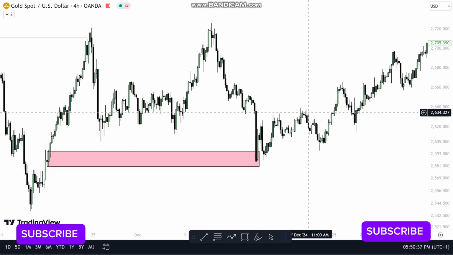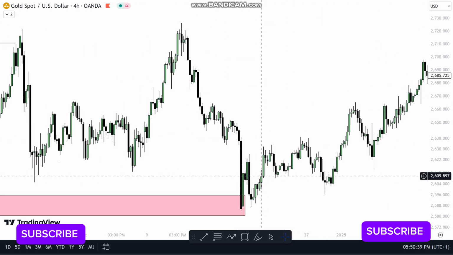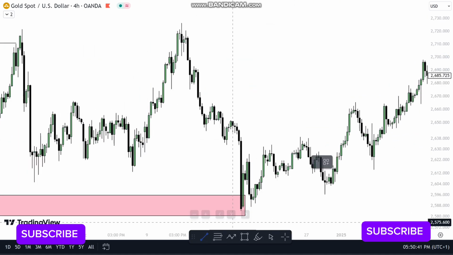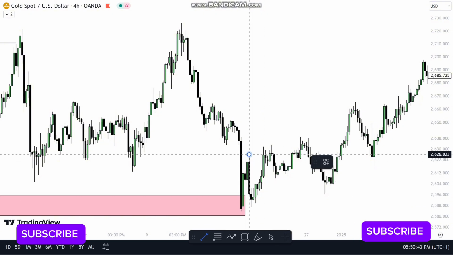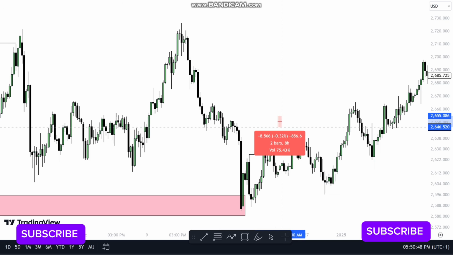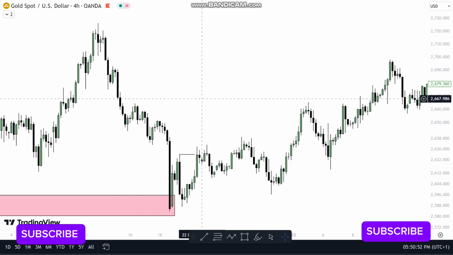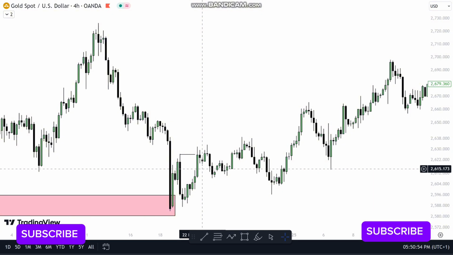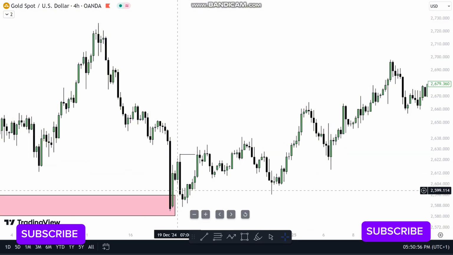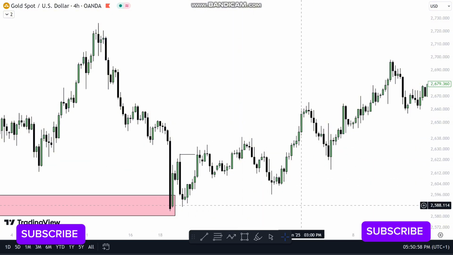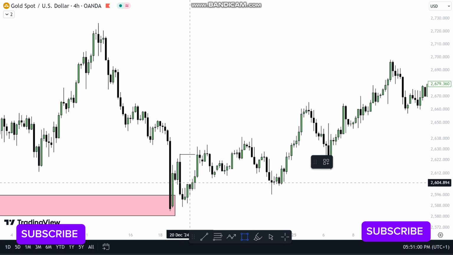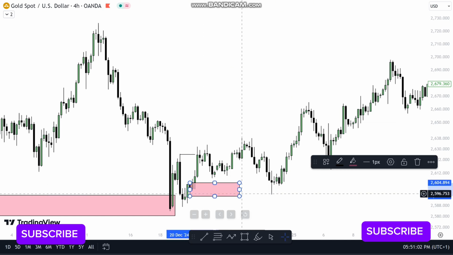tapped into it. What happened? Instead of it breaking lower, what happened? It came and broke this high, and upon breaking this high, what do we call that? That is a change of character or market structure shift. So price just shifted just like that. And upon breaking structure, the price leaves a demand for us to buy. Price left this demand area.